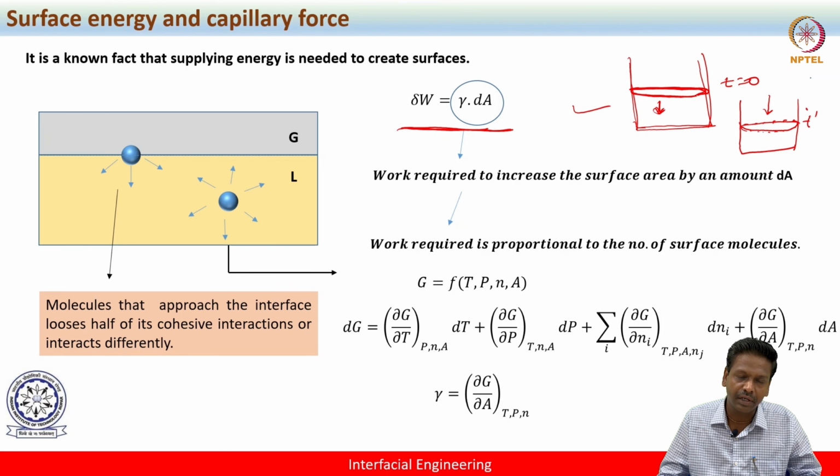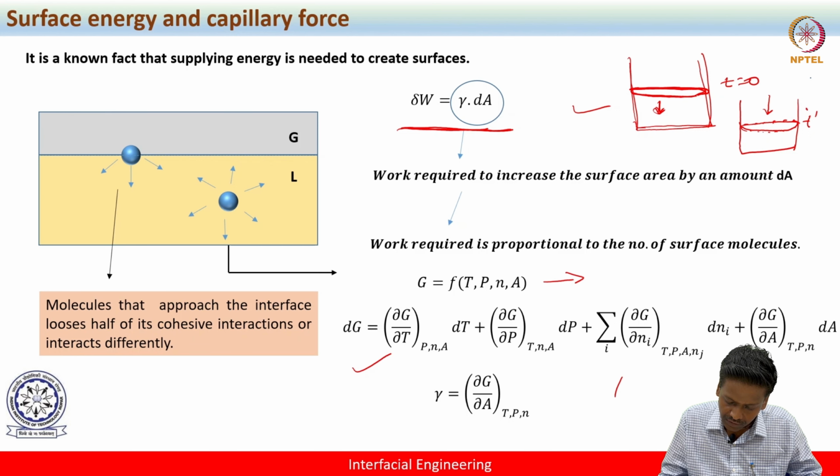Now we can also define gamma from the thermodynamic perspective. Let's say we know that G, which is Gibbs free energy, is a function of temperature, pressure, composition, and area. By employing the total derivative approach, one can get the equation in this differential form.